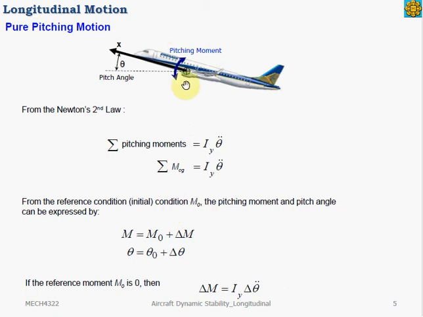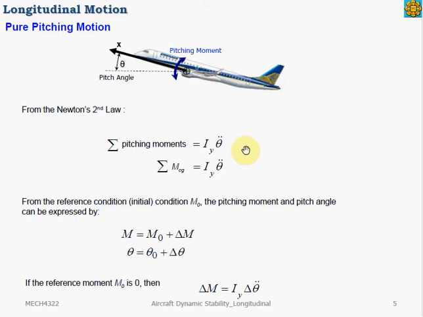In this case, the airplane CG is constrained to move in a straight line at constant speed, but the aircraft is free to pitch up and down about its CG. So this pure pitching is just a 1 degree of freedom motion. This constraint is what you normally do in the wind tunnel test.